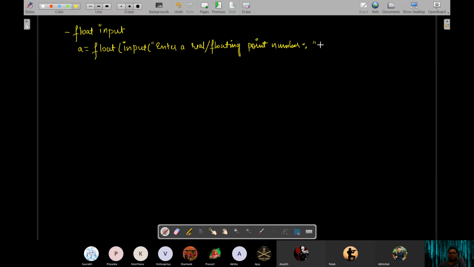Okay. Now, in this case, you tell me, यहाँ पे मैं comment में लिख देता हूँ, float function is used to convert or typecast string into floating type.